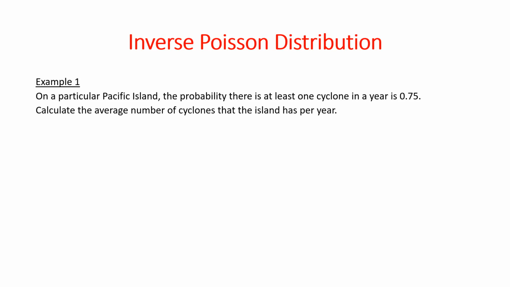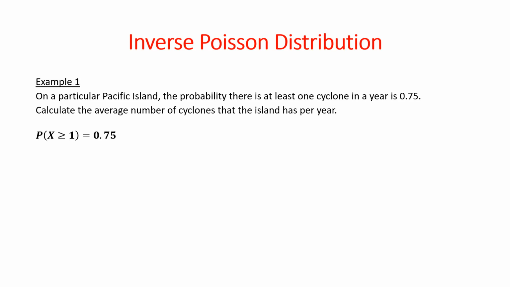So here's the example. Let's go through it. There's a little bit of algebra involved. On a particular Pacific island, the probability there is at least one cyclone in a year is 0.75. That's a 75% chance there is at least one cyclone in the year. We need to calculate the average number of cyclones that island has per year.